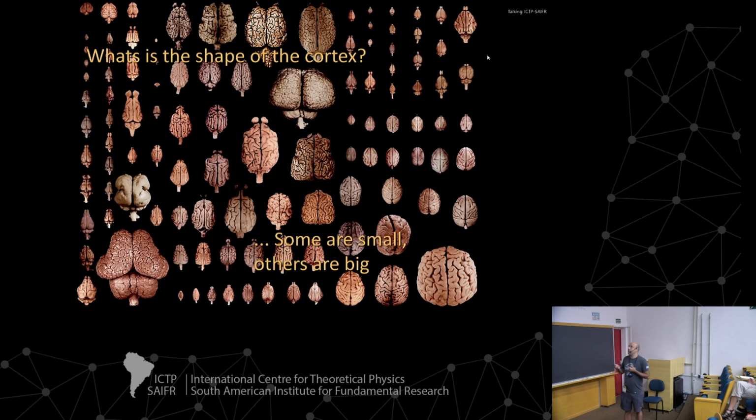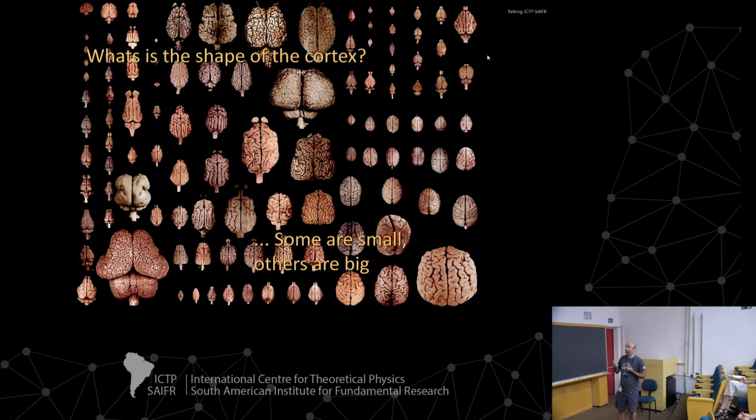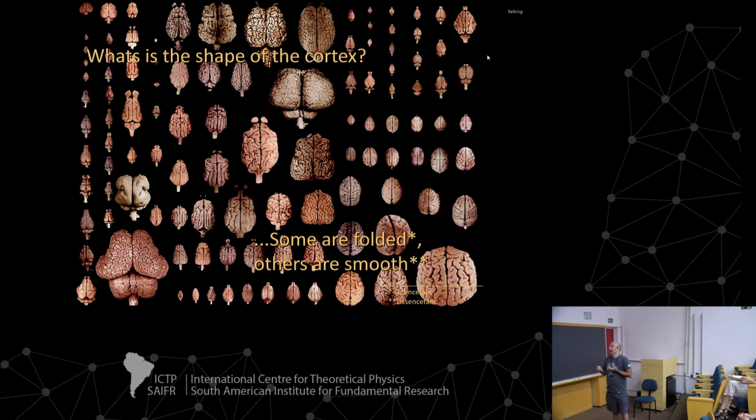So let's go back to what's the shape of the cortex. And I'm going to give you a very simple answer, but that's actually very revealing. Some are small, some are big. No? I mean, we have small rodents, big cetaceans. This is an elephant, actually. Humans. This is a cetacean. This is a dolphin. Some are folded, some are smooth.